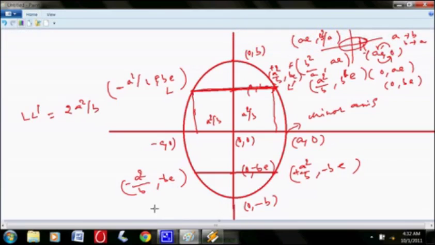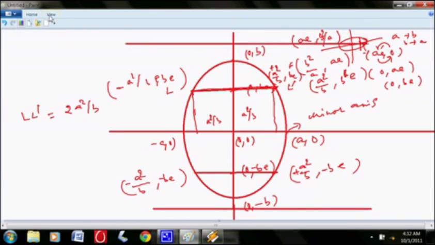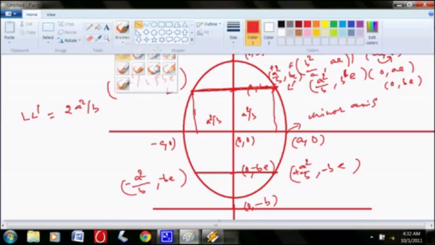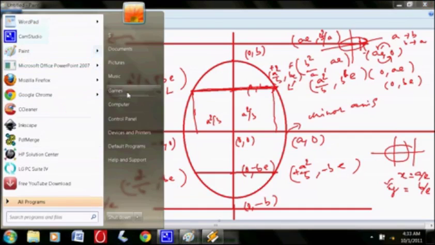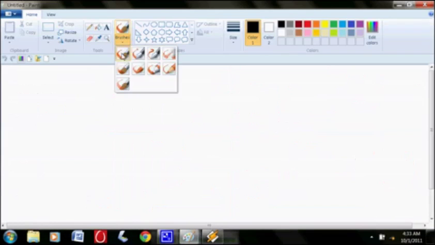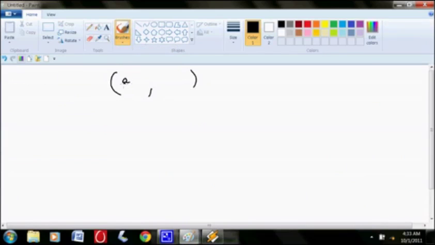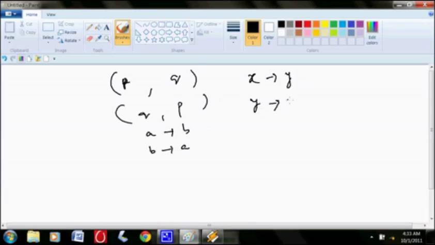The directrix will be here and here. Now originally this directrix in the horizontal ellipse was x is A by E. So x will become y, so this is y is equal to B by E. If we summarize everything, how to make the vertical ellipse: if there is any coordinate, let's say PQ, just make QP and then change A into B and B into A. Also, any x you write as y, any y you write as x.